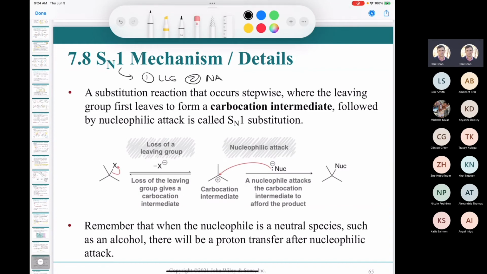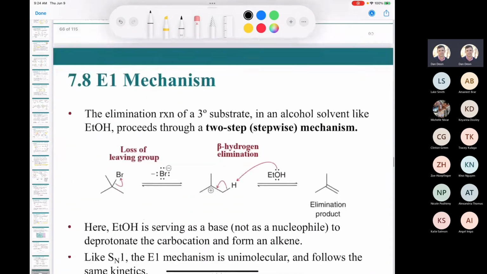Okay, there's a proton transfer when you have a neutral nucleophile, because you're going to end up with something with a positive charge. And we'll see many examples of that, but this is the commonality of all SN1 reactions. A loss of a leaving group, the rate determining step, we'll put that here as well, rate determining step, followed by the nucleophilic attack. Well, let's move on from there and let's talk about the E1.